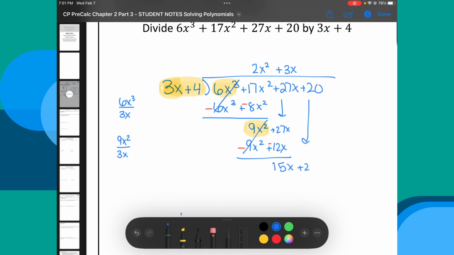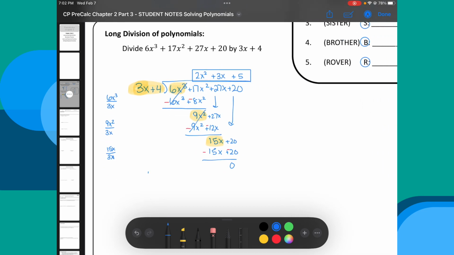Then we'll bring down the 20. Repeat the same process. How many times can 15x get divided by 3x? 15x divided by 3x is 5. I'm going to put that number up top. When we multiply by both terms, we get 15x plus 20. We're going to subtract. We get 0. So 3x plus 4, when it divides into that polynomial, gives us 2x squared plus 3x plus 5. That means that 3x plus 4 divided evenly since there's no remainder.